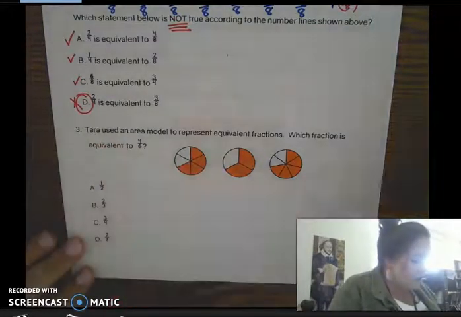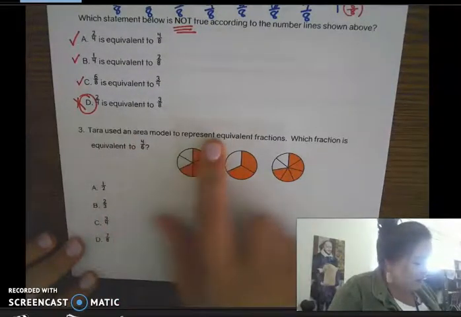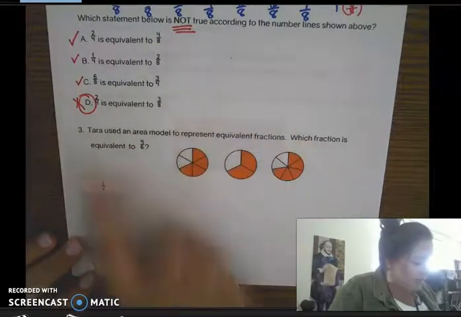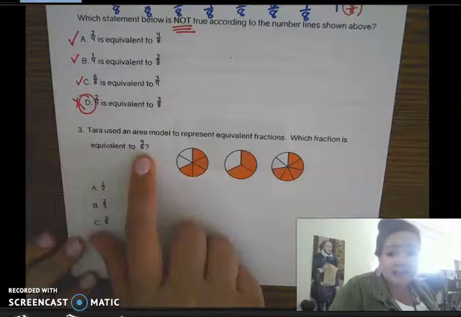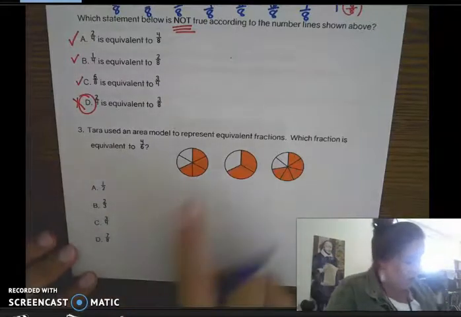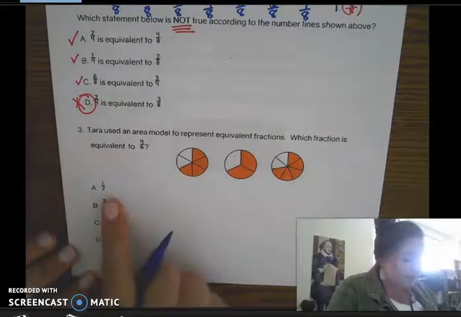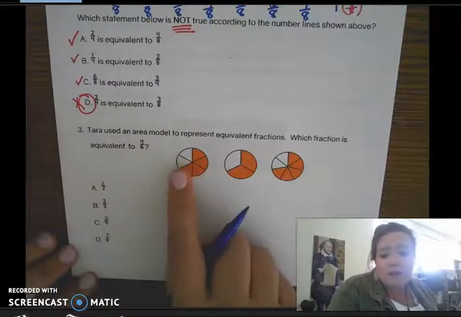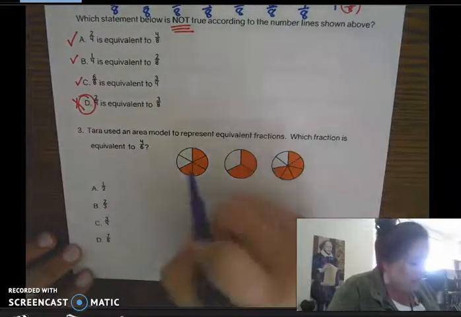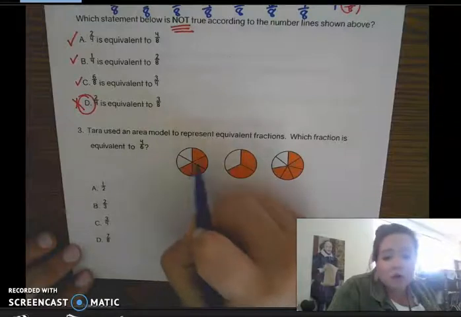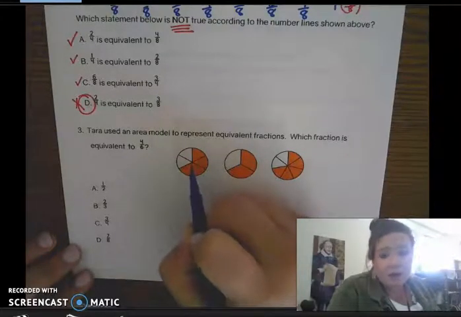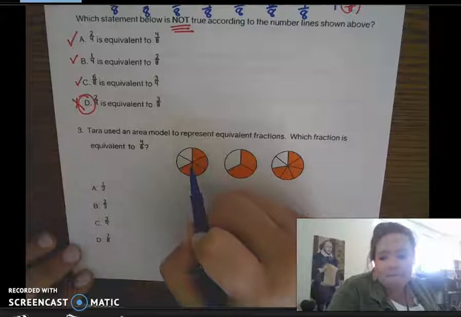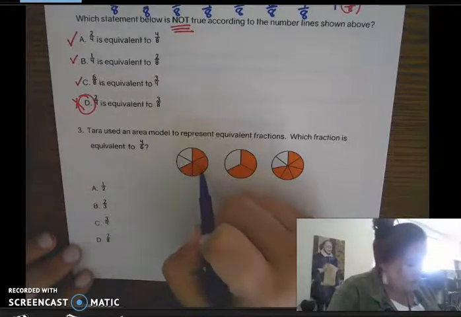Tara used an area model to represent equivalent fractions. Which fraction is equivalent to 4/6? So one of these models is going to be equivalent to 4/6. Well, let's figure out what this fraction is first, and let's label it, okay? What is this circle? What fraction is being represented? Good.